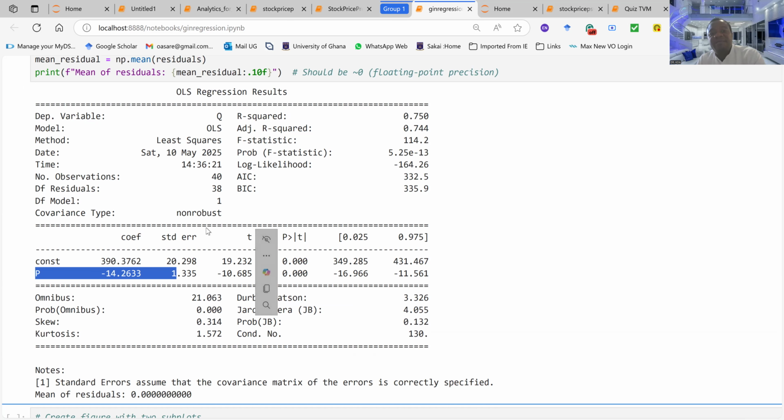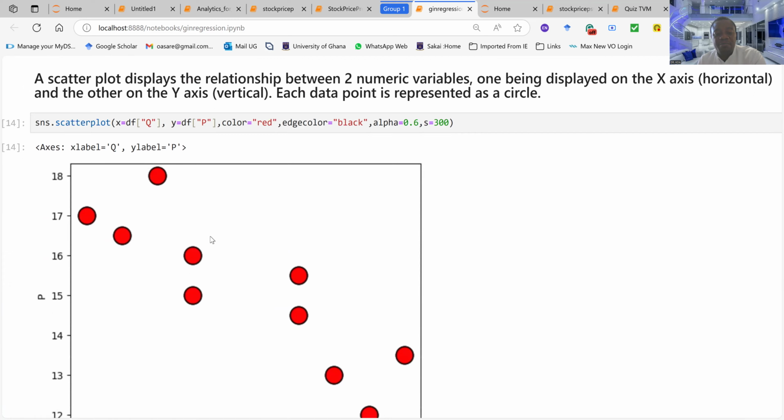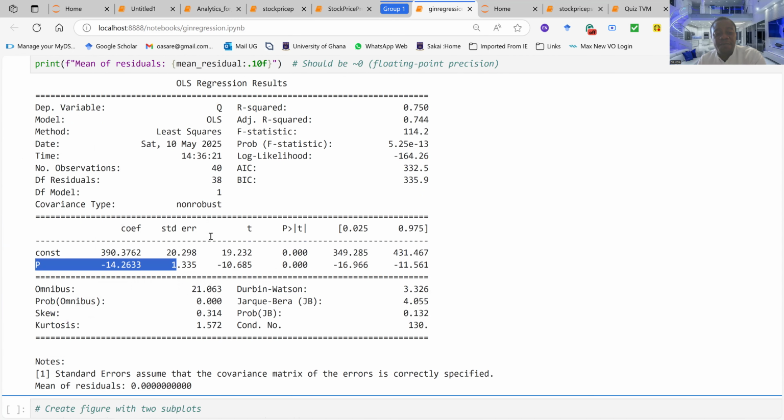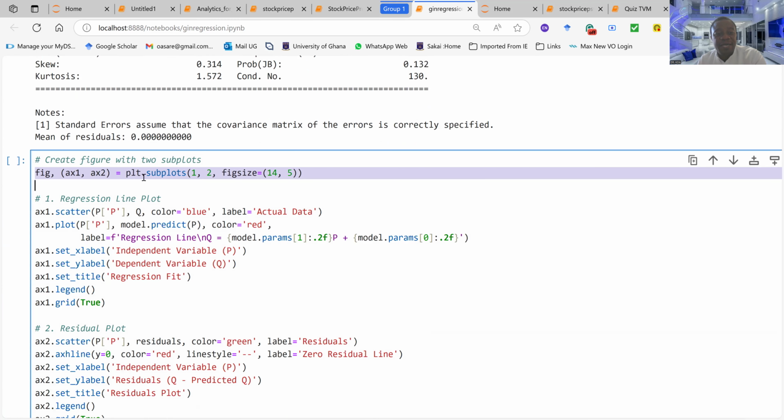We can plot the entire regression line. You see, what we showed was a scatter plot. This was a scatter plot. And now let's plot the entire regression line. Okay. So we'll create a figure, and we create a figure with 2 columns. So the subplot means we want only 2 columns. The size of the figure should be 14 by 5.